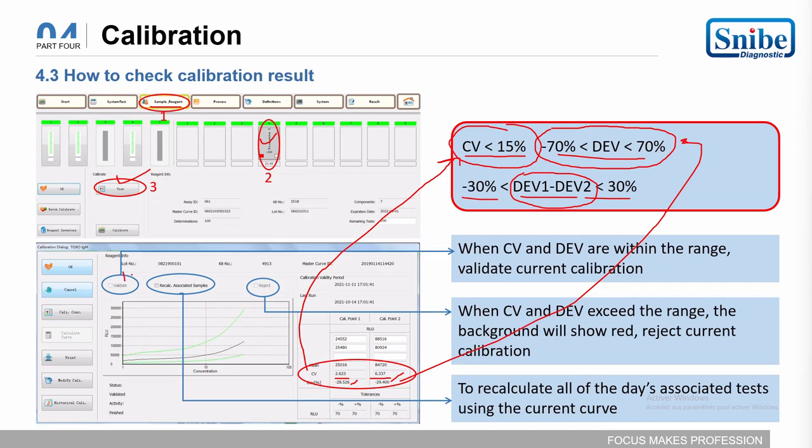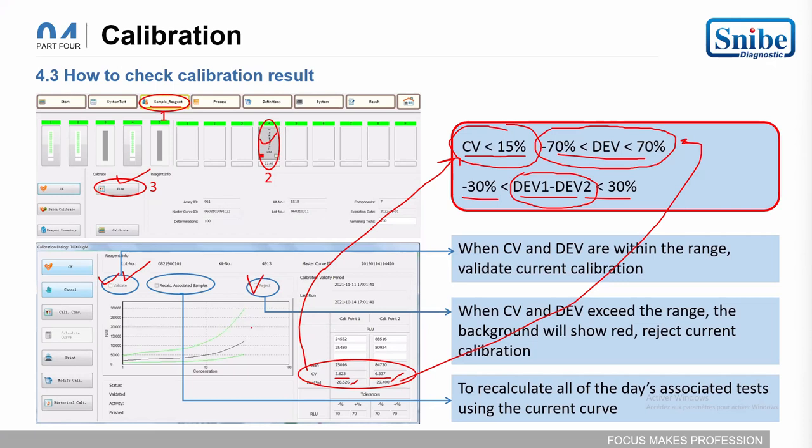To start using this new calibration curve, you need to validate it. So click validate here. If the result doesn't meet the requirement, you click reject to reject the calibration.